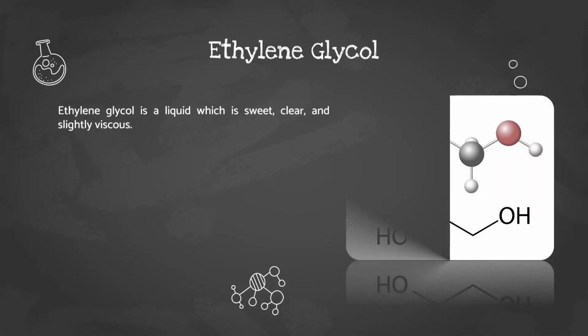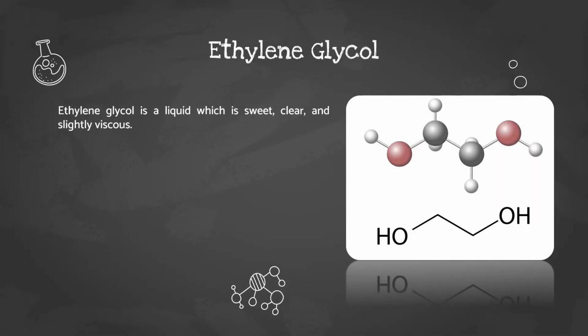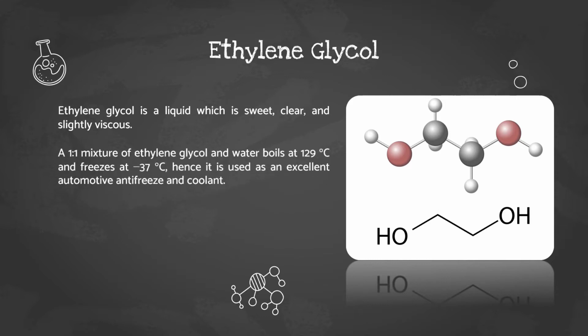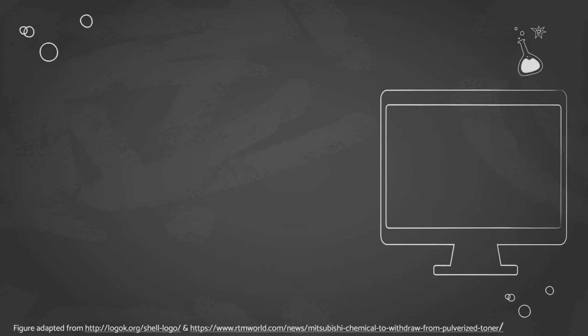Ethylene glycol is a liquid which is sweet, clear, and slightly viscous. A 1-to-1 mixture of ethylene glycol and water boils at 129 degrees Celsius, and freezes at -37 degrees Celsius, hence it is used as an excellent automotive antifreeze and coolant. It is also highly poisonous, which will lead to death if accidentally consumed.